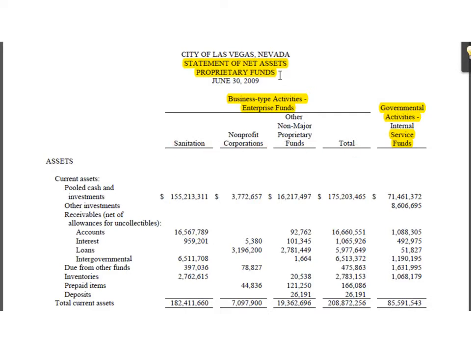And you'll notice too, as we covered in a previous chapter, internal service funds, since they are serving other departments within the government, are not included in this as a business type activity for the fund financial statement. They are considered a governmental activity. But the city of Las Vegas has it presented separately out to the right here, to the right of the total column, which it should be.